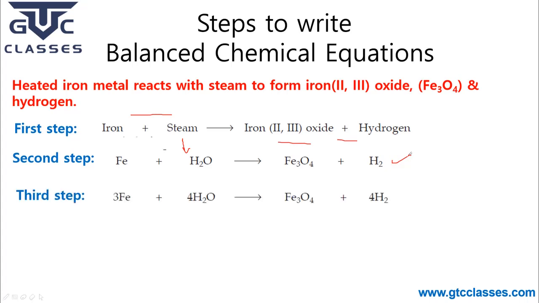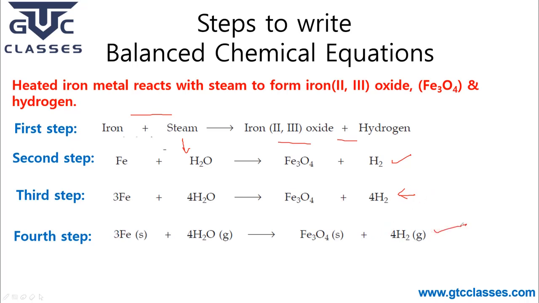Third step, we will balance it. We can balance by the formula method or by the hit and trial method. And the fourth step is we will put the states or any other information that we need. So finally, this is your final equation. Clear? So see how easy it is if we follow this step by step process to find the completely balanced equation. There will not be any kind of confusion. Clear? Let's try.